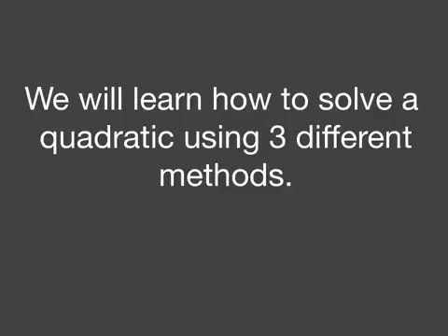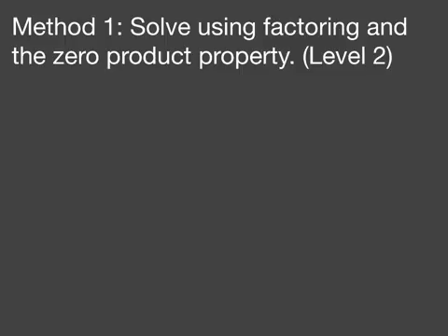In this topic, we are going to learn how to solve a quadratic using three different methods. The first method, which is our level 2 skill, is that we will solve quadratics using factoring and the zero product property. We just learned how to factor in our last topic, and we are going to combine this skill with what is called the zero product property.